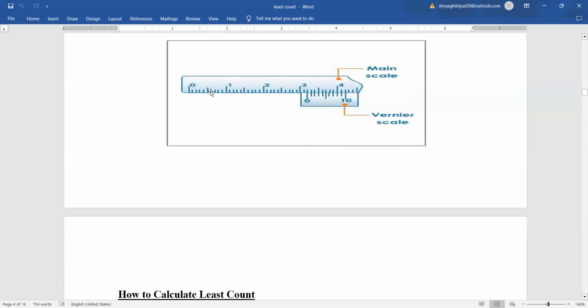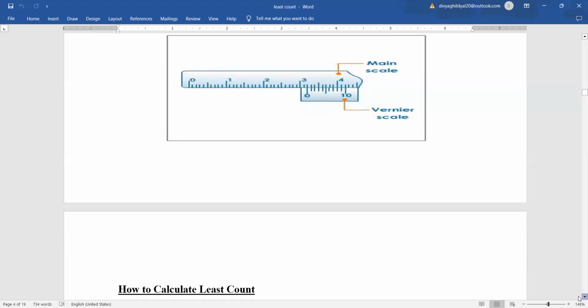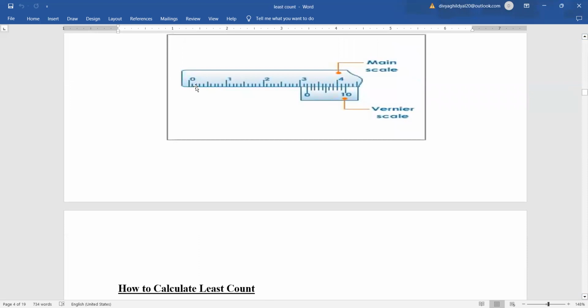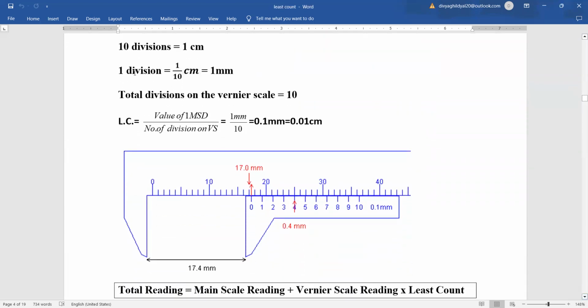This is the main scale and this is the vernier scale. Let us count the divisions. How to calculate the least count? See, again, you can very easily count and check 10 divisions. 1, 2, 3, 4, 5, 6, 7, 8, 9, 10. 10 divisions are showing 1 centimeter in this case and total divisions on the vernier are also 10. So, 10 divisions are showing 1 centimeter. 1 division is showing 1 upon 10 centimeter, that is equal to 1 millimeter, and total divisions on the vernier are 10. So least count is 1 upon 10, that is 0.1 millimeter, which is equal to 0.01 centimeter, because 10 millimeter is equal to 1 centimeter.